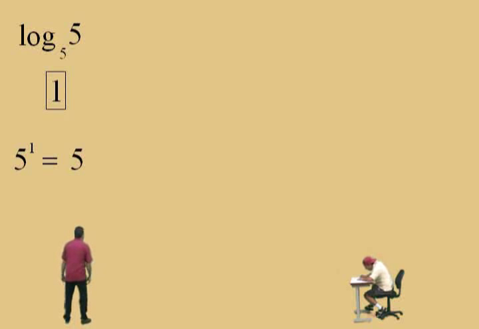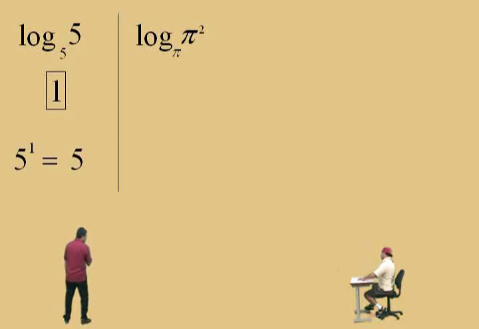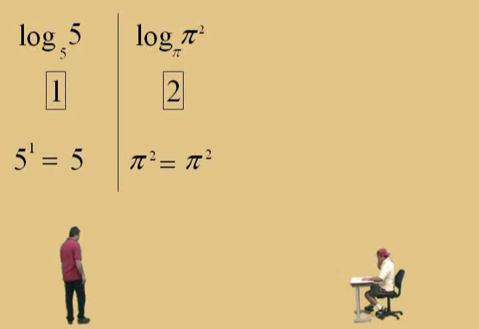Okay, here goes another one, Charlie. Log base pi of pi squared. Now, Charlie, what's this question asking you? Pi to what power is pi squared? That's right. And what is it? 2. You're exactly right. Because pi raised to the second power is equal to pi squared. It's that simple. See, it's confusing.